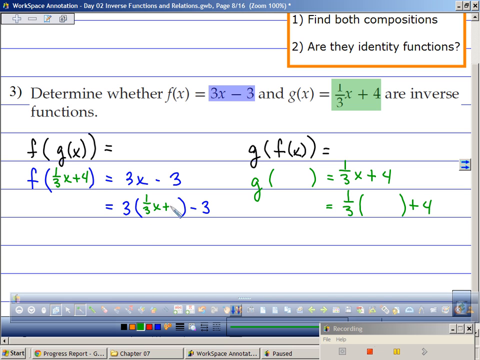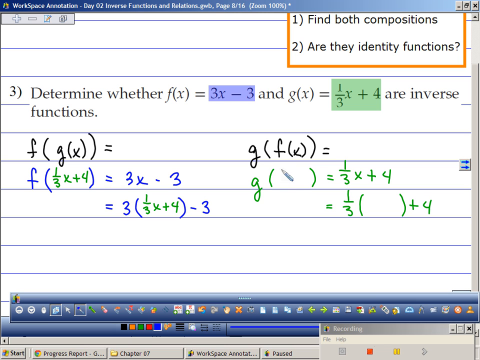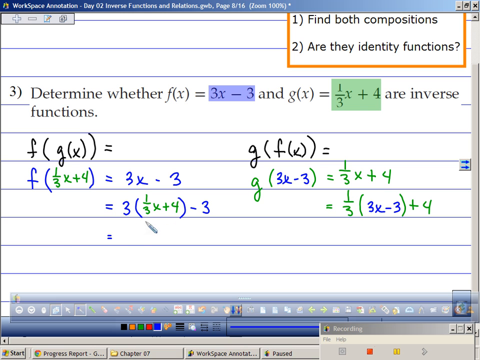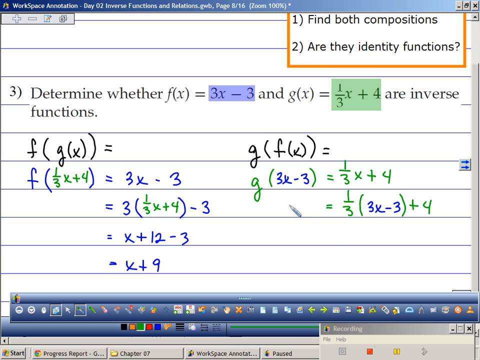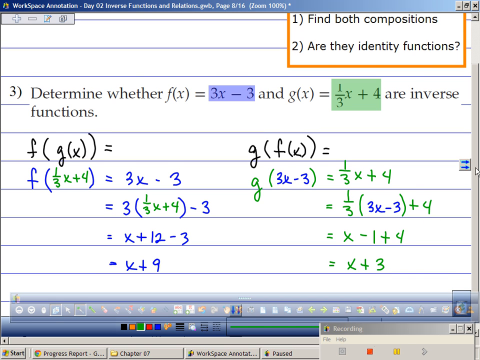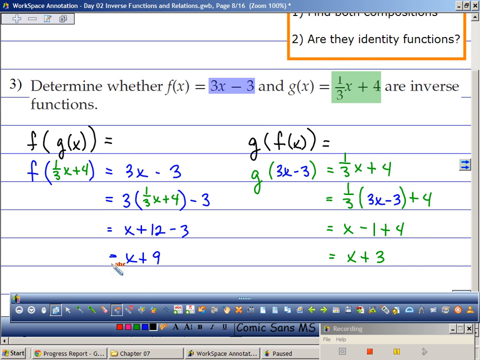Is this helpful? And what goes in here? 3x minus 3. And what goes in here? All right, let's finish this. So 3 times 1/3 x is just x. 3 times 4 is 12 minus 3. So this one is x plus 9. This one comes out to be 1/3 times 3x is just x minus 1 plus 4. X plus 3. These are not inverse functions.